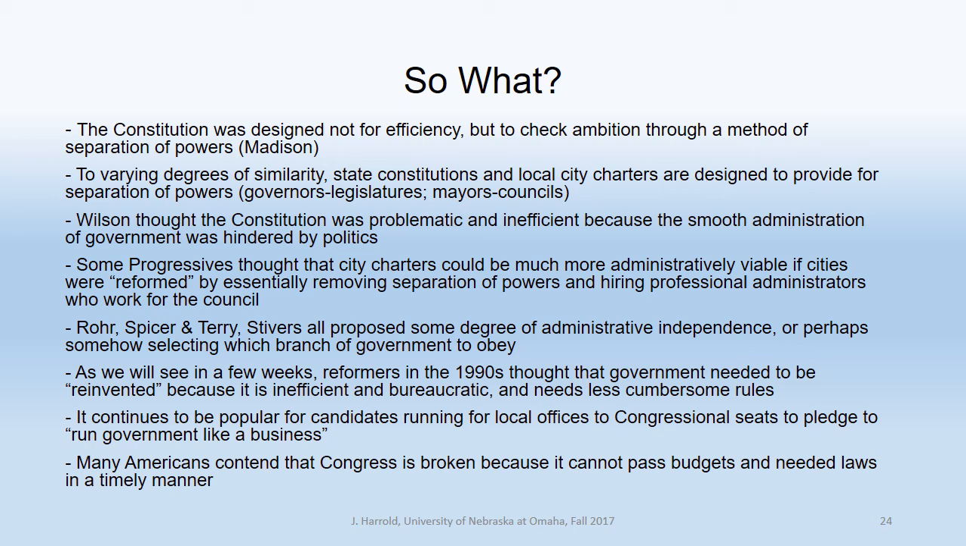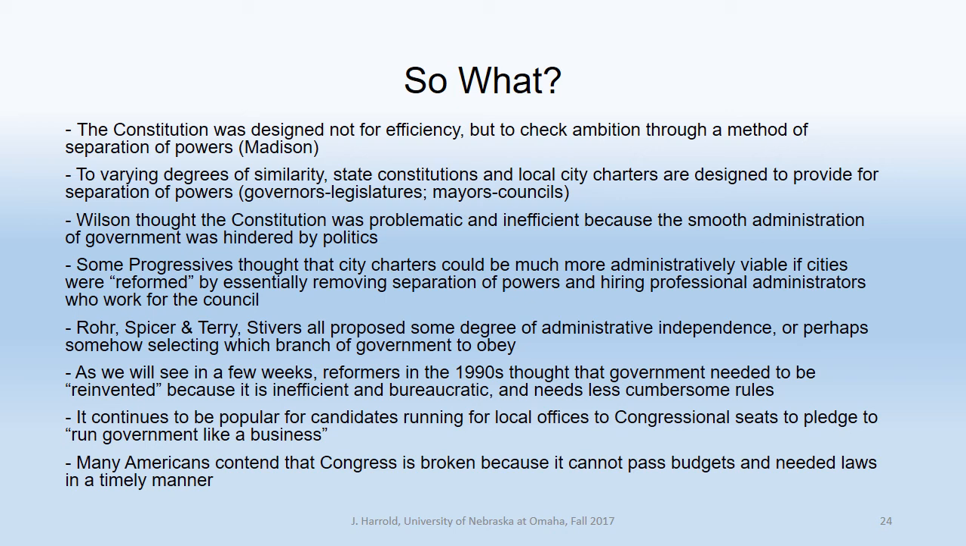Okay, so the question of "so what" should really pop into your mind by this time, watching this whole lecture. And this is the so what. The Constitution was designed not for efficiency, really, but to check ambition through a method of separation of powers. And really, to various degrees, our state constitutions in the United States and city charters have the same feature in them. Not efficiency, but separation of powers.